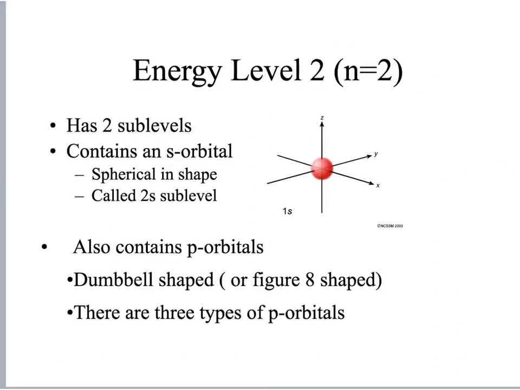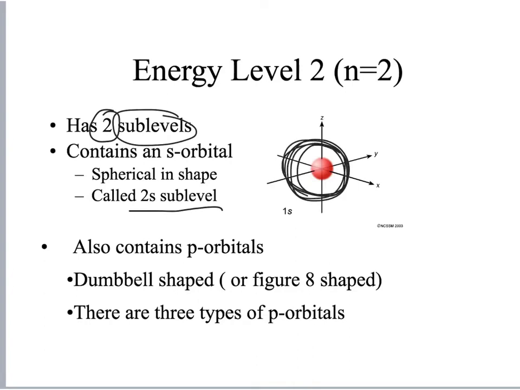Now, energy level 2, you start to see how we build here. Quantum number 2 has 2 sublevels, which means it has 2 types of shapes that electrons can be found in. Always the first sublevel is s, the most simple one, so that's a spherical shape. So that means up to 2 electrons in energy level 2 can fit inside that spherical shape and are found in there 90% of the time.